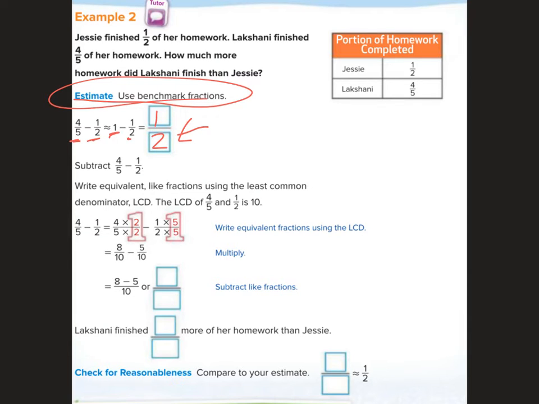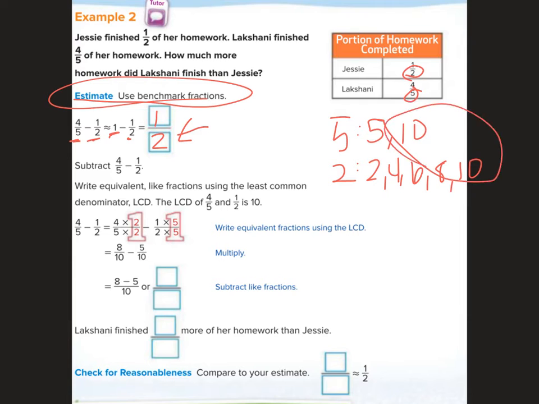So here we go. I need to get common denominators, to find my least common denominator between 5 and 2. Notice I just took my denominators there. 5. 2 does not go into 5. 10. Yep, 2 does go into 10. 2, 4, 6, 8, 10. That's where they intersect. So I need both denominators to be 10 in order to subtract them.